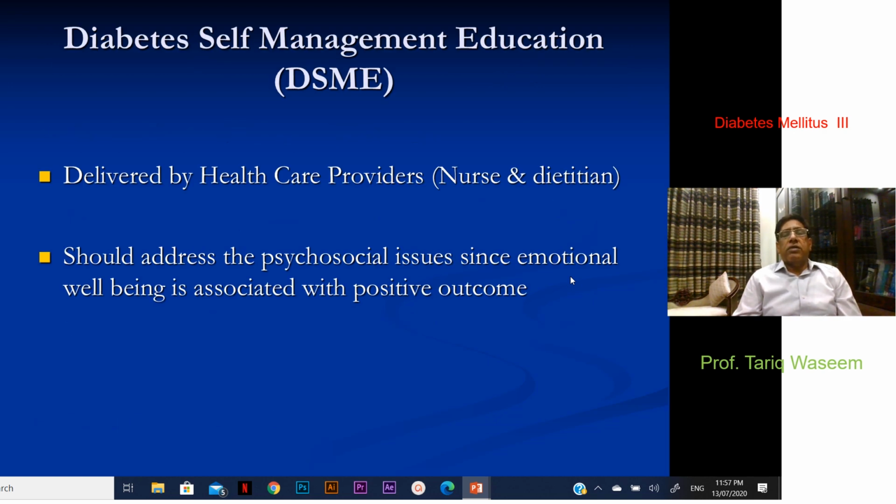All these patients should be, as we said, given a diabetes self-management education program, which should be delivered through a nurse or dietitian, and it should address not only the dietary component, but some psychosocial or emotional issues associated with diabetes, because many times patients who are told that they are diabetic take it as a sort of stigma, and they consider that possibly something very bad has hit them, and they go into some sort of severe depressive illness or maybe a lot of anxiety is experienced by these individuals.